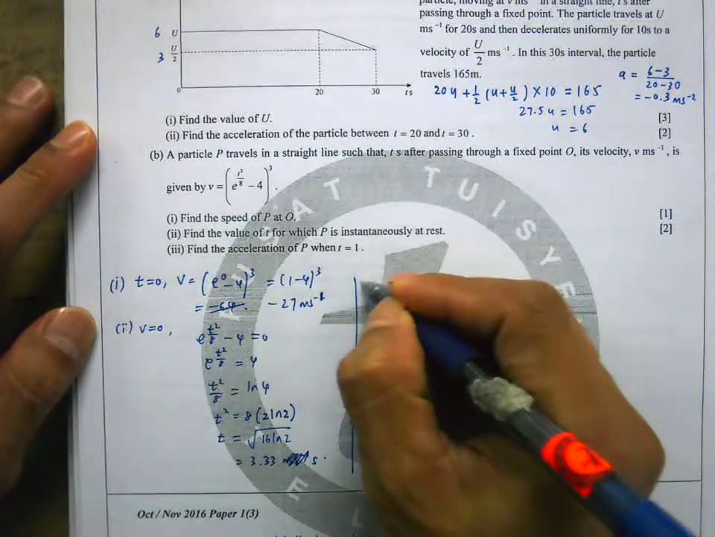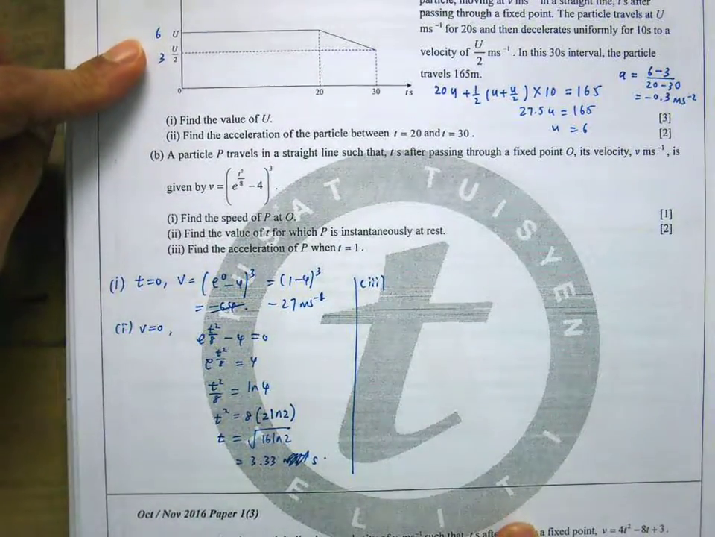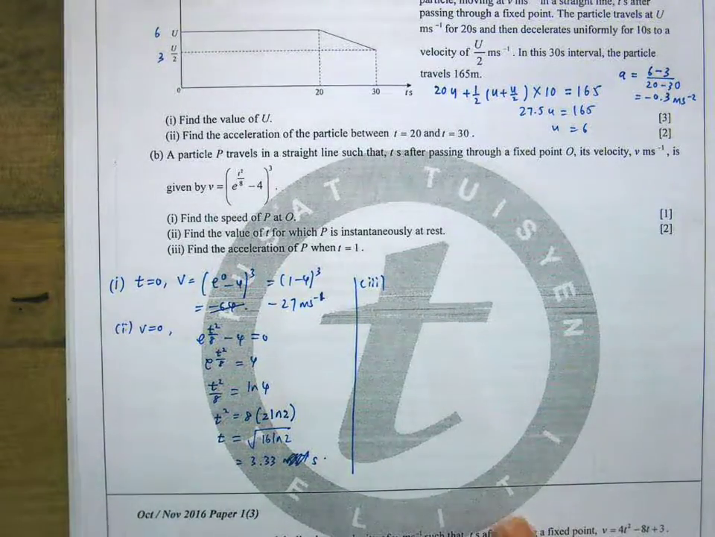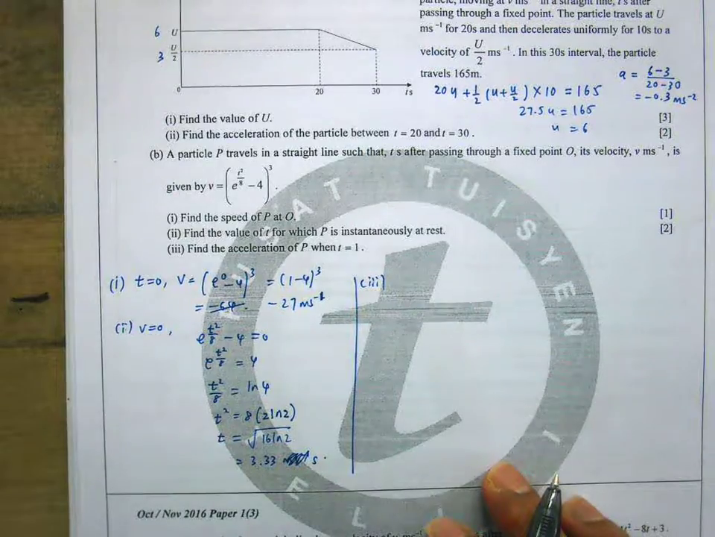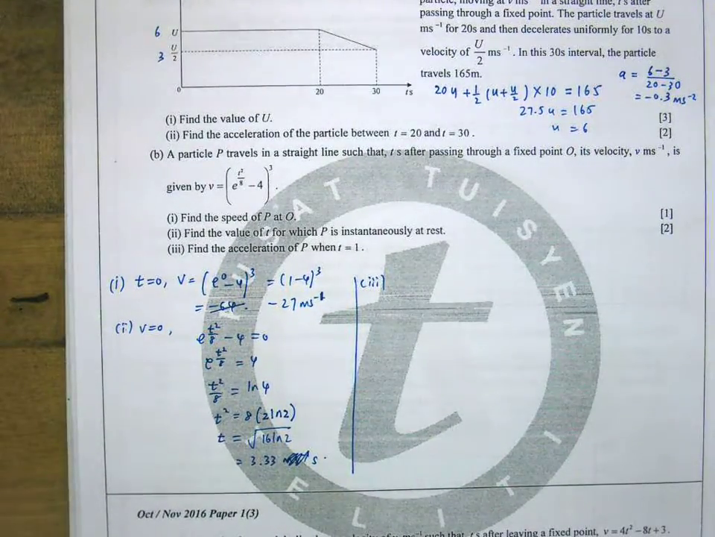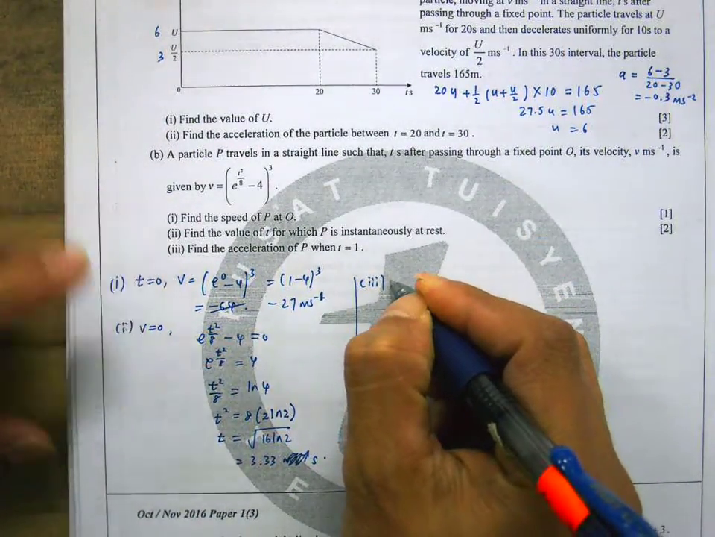Okay, finally, find the acceleration when t is 1. Actually, part B has nothing to do with part A. It's an unrelated question. So we substitute in when t equals 1. We need to differentiate this first.